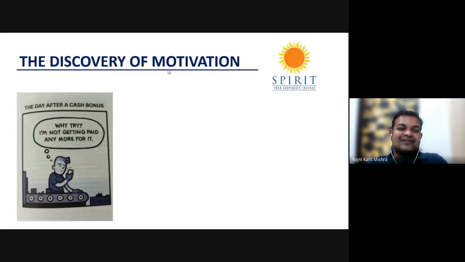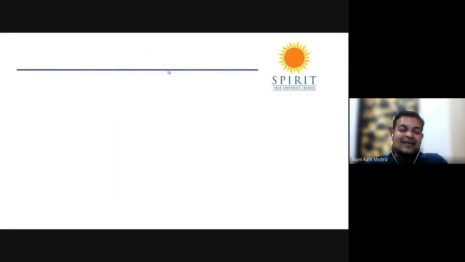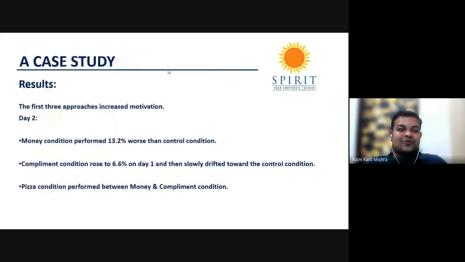That is the reason when it comes to monetary bonus, you know, it has to be exercised with caution, and we need to understand whether we're going to provide that monetary bonus on and on, until for how long can we provide that bonus. Okay. Now let us try to understand the second condition. The compliment condition rose to 6.6%. On the very first day, we know that it rose to 6.6%. Okay. And then slowly drifted towards the control condition. So slowly it went down and it came back to the control condition. So whenever we compliment people, it is going to come back to the control condition. It is not going to go below that, as it happened in money condition.